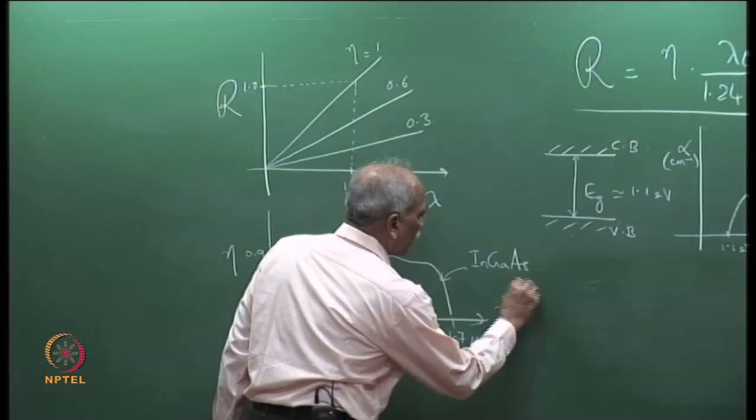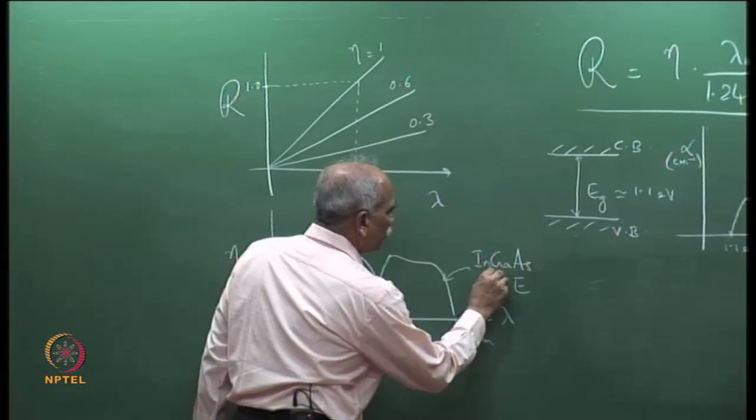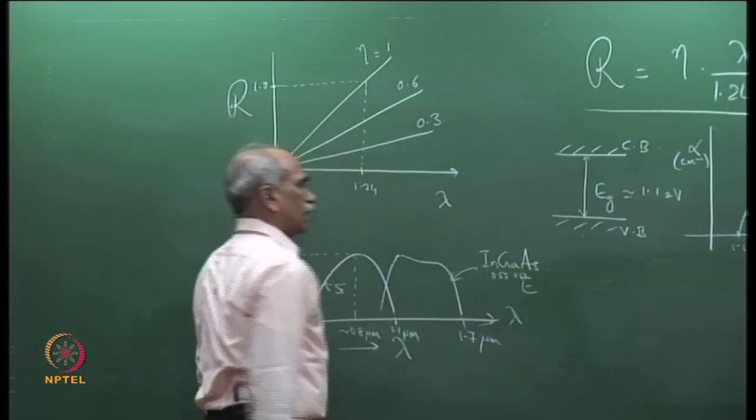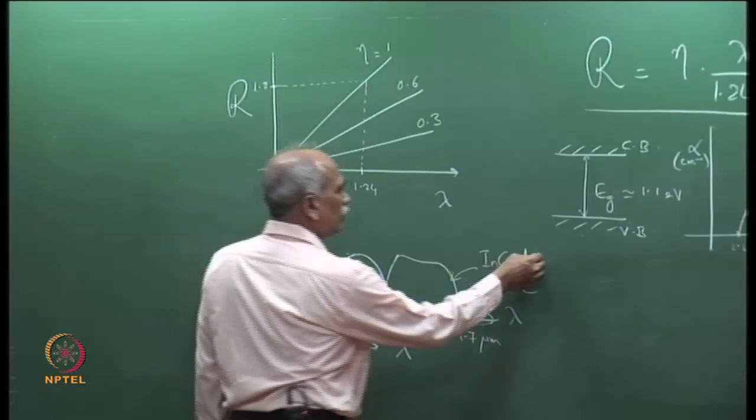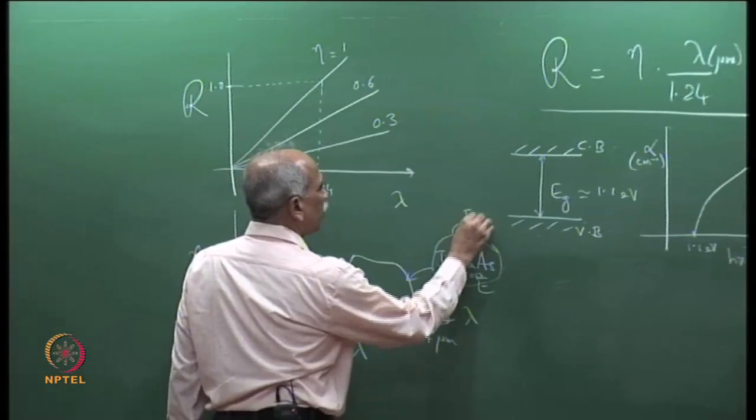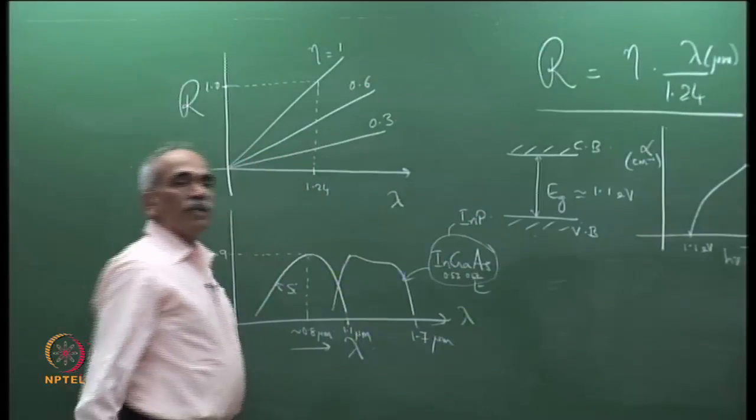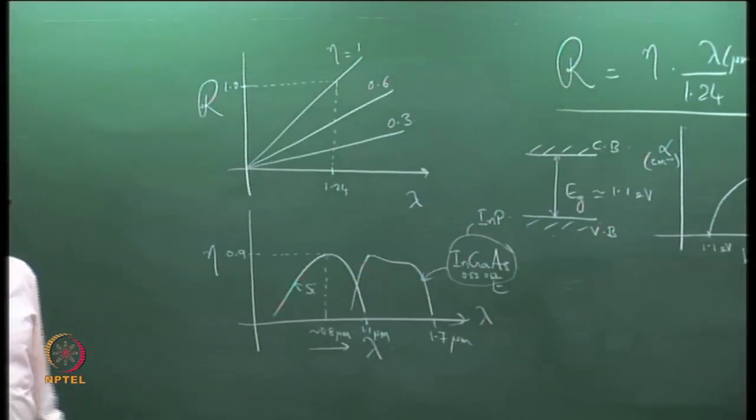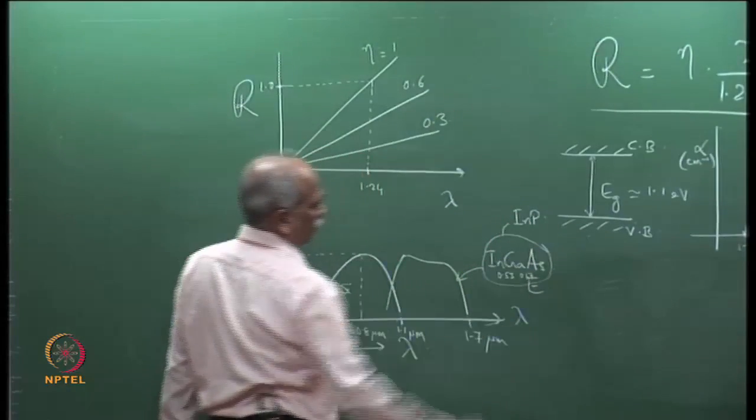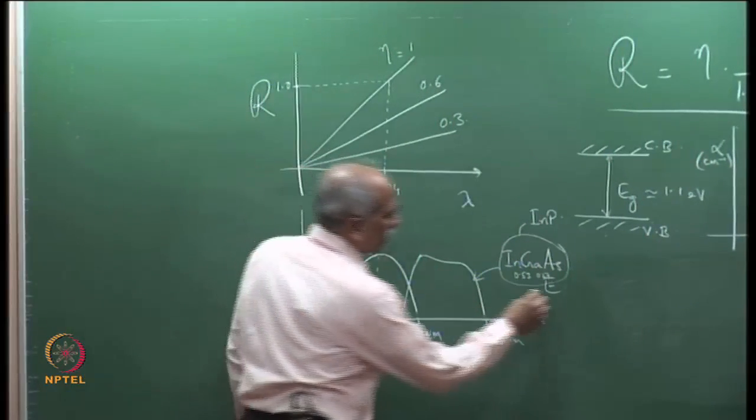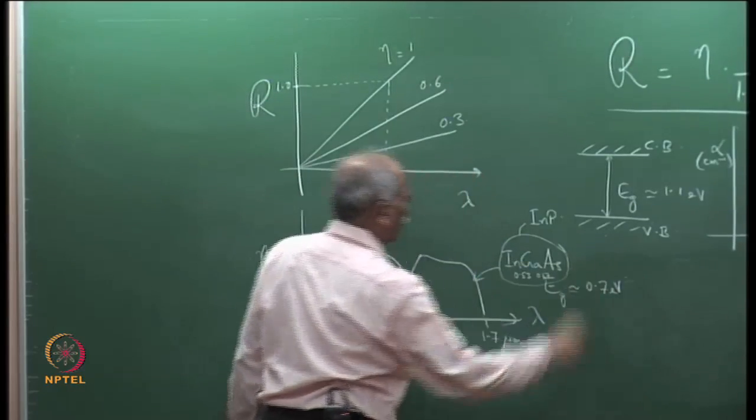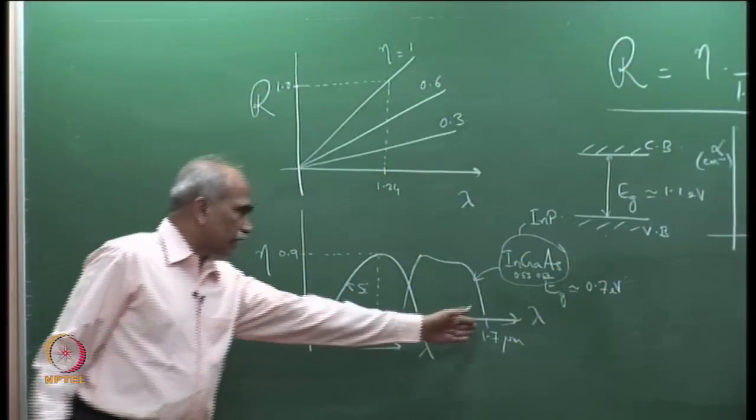indium gallium arsenide here is indium 0.53, gallium 0.47 arsenide. Why do we choose this combination? Because this combination is lattice matched to indium phosphide, so that we can grow defect free heterostructures. So, it is lattice matched to the binary compound indium phosphide. This has a band gap Eg of approximately 0.7 eV. So, you find that the long wavelength cutoff is here.